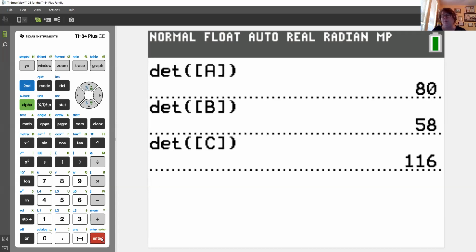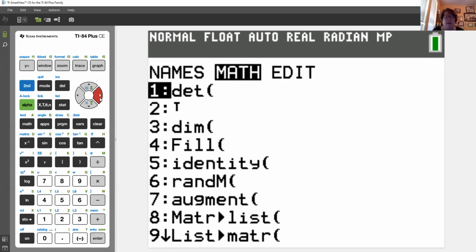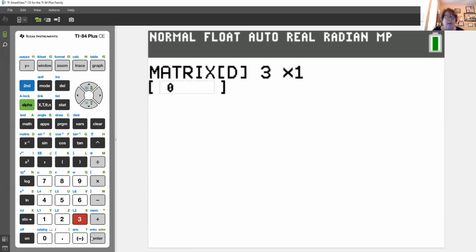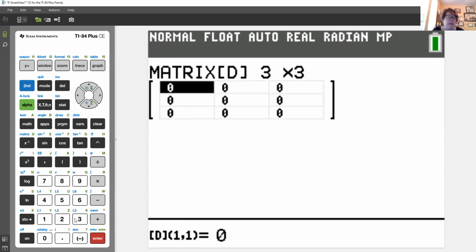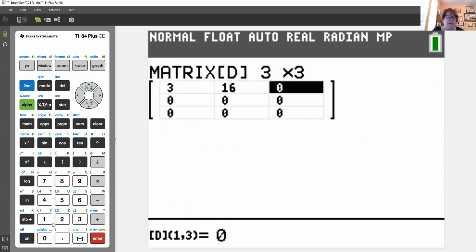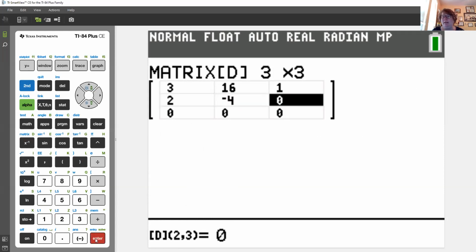All right, so now let's put that D sub Y in our calculator. I'm going to go to my matrix menu. I'm going to go to edit. I'm going to edit D. It's a 3 by 3. I'm going to put that matrix in, 3, 16, 1, 2, -4. I made a mistake, didn't I?